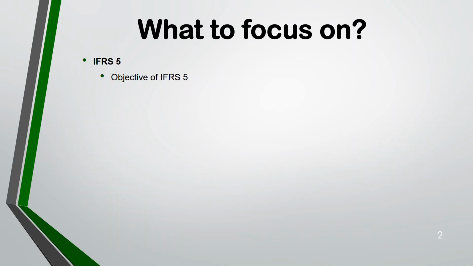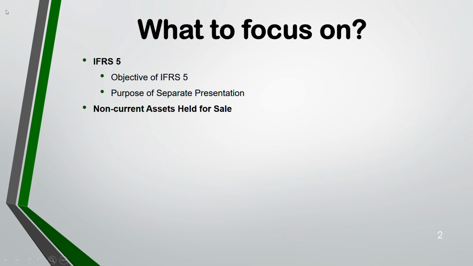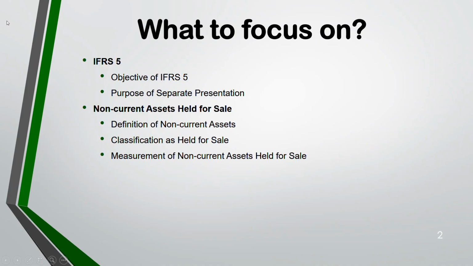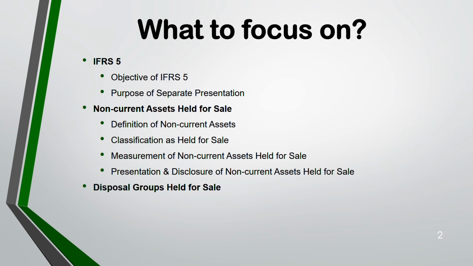What is the objective of the standard? Then the purpose of separate presentation of non-current assets held for sale, definition of non-current assets, classification as held for sale, measurement of non-current assets held for sale, then presentation and disclosure of it. Then the disposal group held for sale.